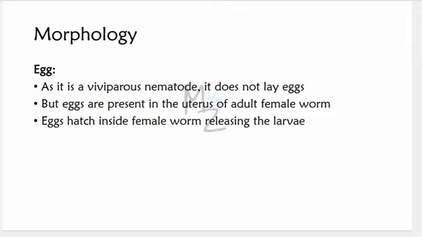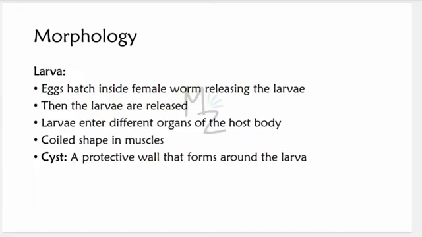Egg. As it is a viviparous nematode, it does not lay eggs. But eggs are present in the uterus of the adult female worm, the Trichinella spiralis. Eggs hatch inside the female worm, releasing the larvae. Alright, now you know whether the eggs exist or not. Next up is the larva.